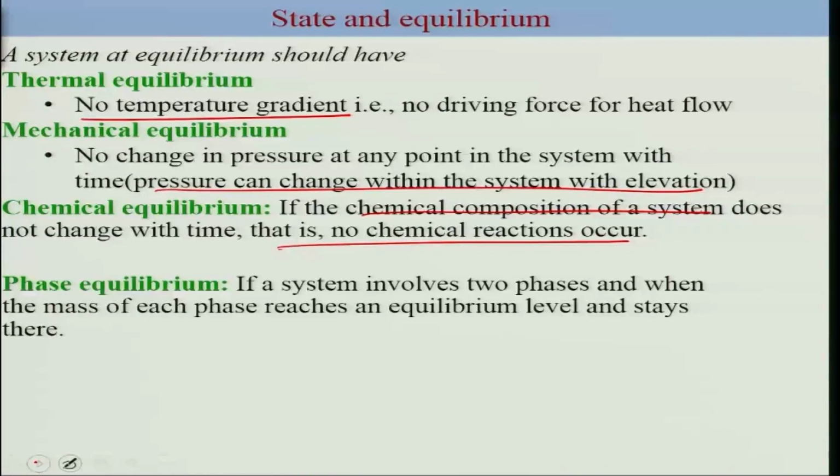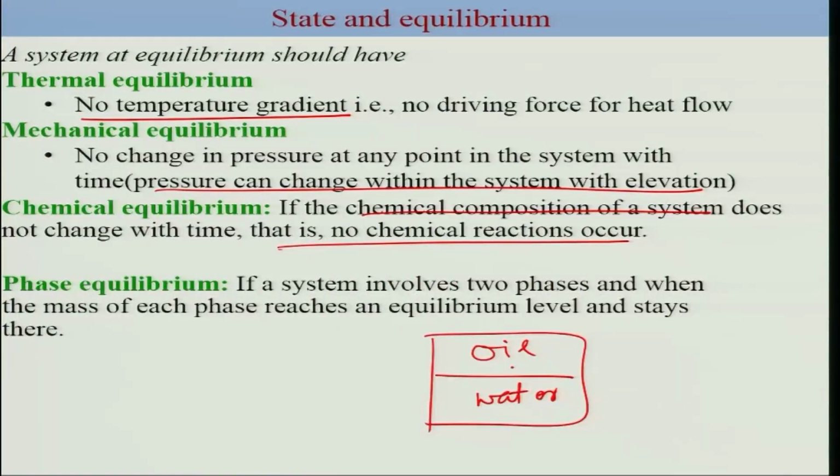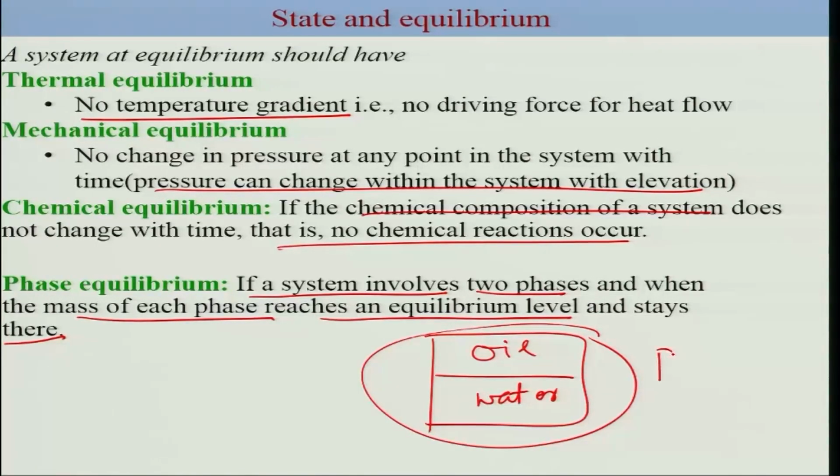Now there is something called phase equilibrium. This is relevant when you have more than one phase, such as liquid, gas, solid. So if you have, for example, two liquids, let's say oil and water, after you shake and let it stay for a while, the oil separates and water separates, and there is no change in the composition of the oil as well as in the composition of the water after a while. They will be considered to be at equilibrium, because they will meet the thermal equilibrium, they will meet the mechanical equilibrium, as well as they are at two different phases. Hence a phase equilibrium is a system which involves two phases, and the mass of each phase reaches an equilibrium level and stays there. So this is an example of phase equilibrium.